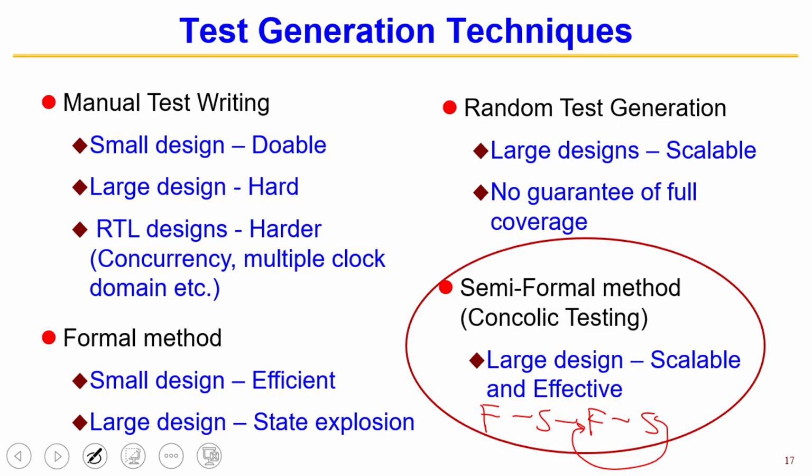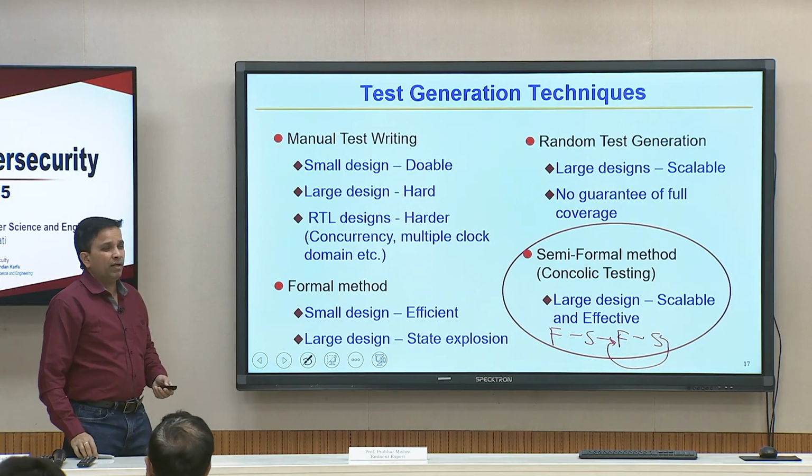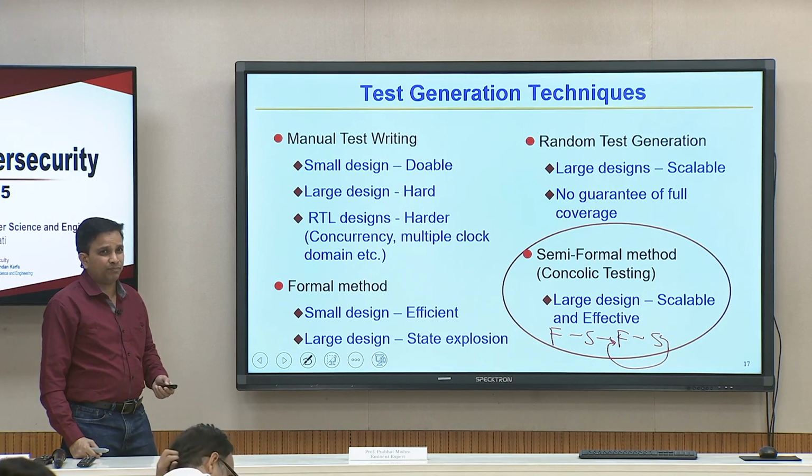I will zoom into it, but is the key difference between these 4 major categories clear? We are going to apply one of them, concolic, for activating assertions.